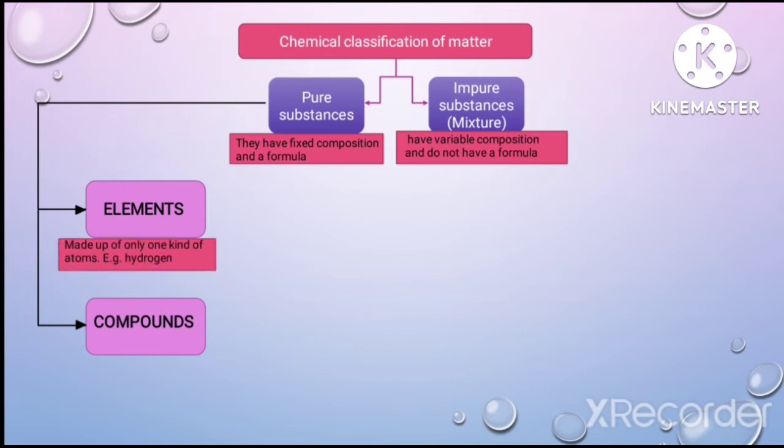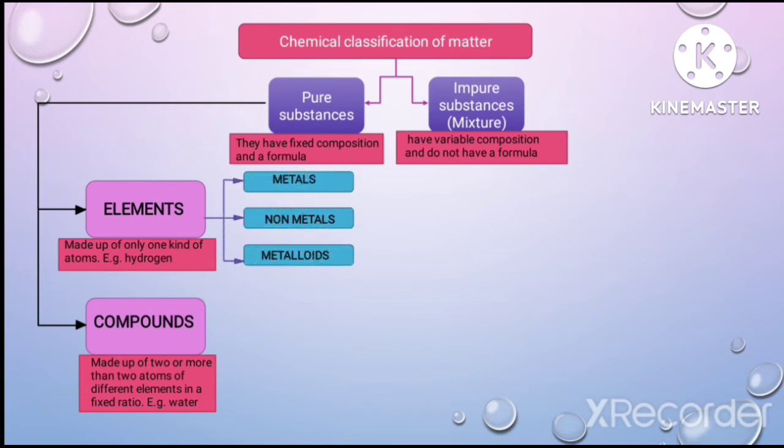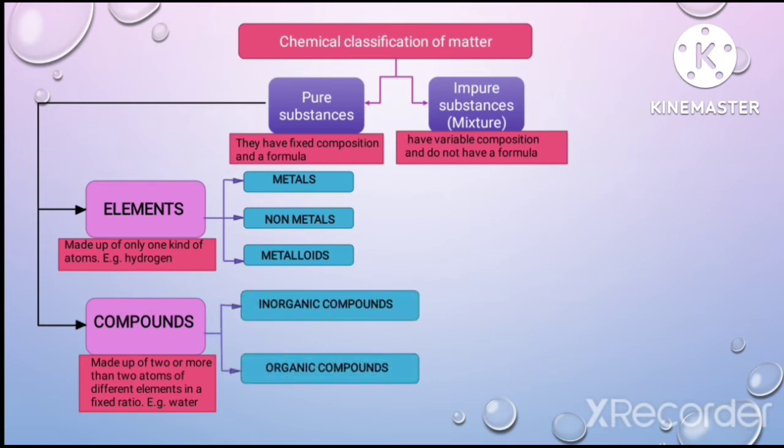What is element? Elements are made up of only one kind of atoms, for example, hydrogen, while the compounds are made up of two or more than two atoms of different elements in a fixed ratio, for example, water. Elements are further classified into three types: metals, non-metals, and metalloids. Compounds are also further classified into inorganic compounds and organic compounds on the basis of their origin.